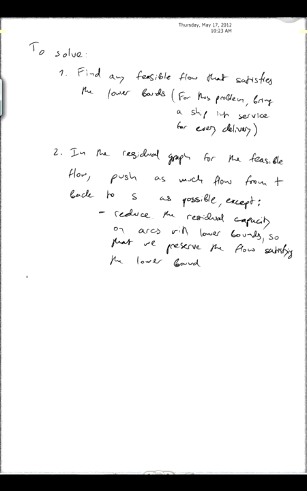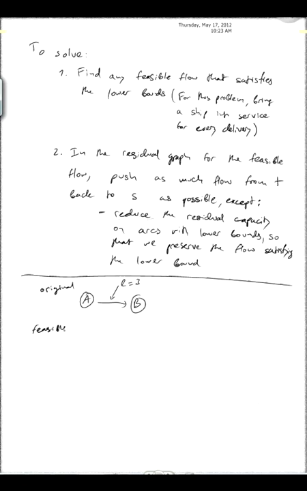So let me give an example of what I mean in terms of this reducing the residual capacity change. So suppose we had a graph here that in the original graph had a lower bound of 3 from A to B. In the feasible residual, we had a residual capacity from B back to A of 7. So that means that we're not only moving 3 flow here, we're actually moving 7 flow from A to B for whatever reason. And so we have this residual capacity from B back to A of 7.